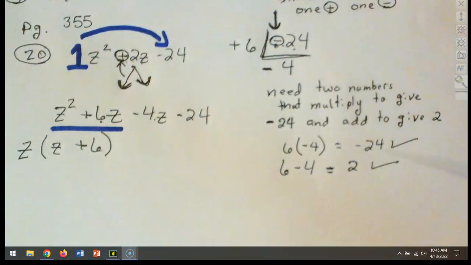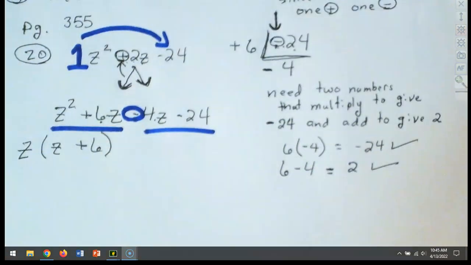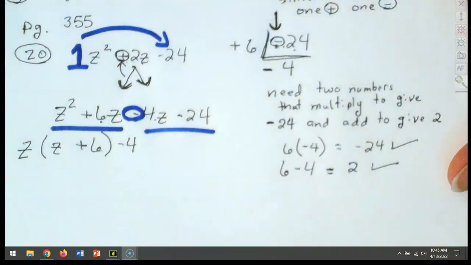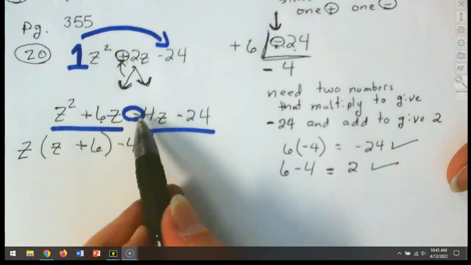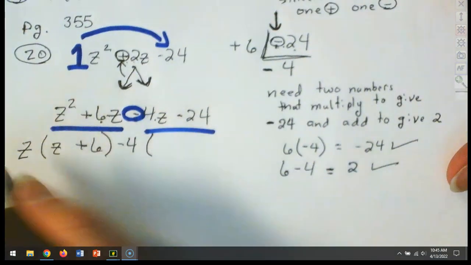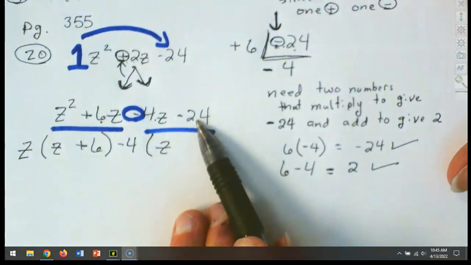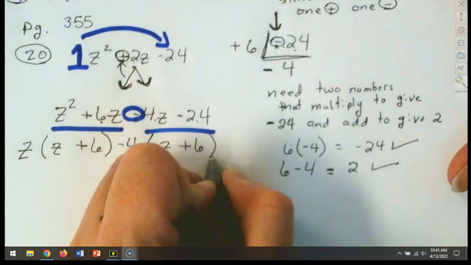Next two pieces, if it begins with a negative, you're going to have to factor out a negative. So what do they have in common? They have a negative 4 in common. And so what's left over then? Take out a negative. Negative 4z divided by negative 4 leaves you with a 1z. And negative 24 divided by negative 4 leaves you with a positive 6.